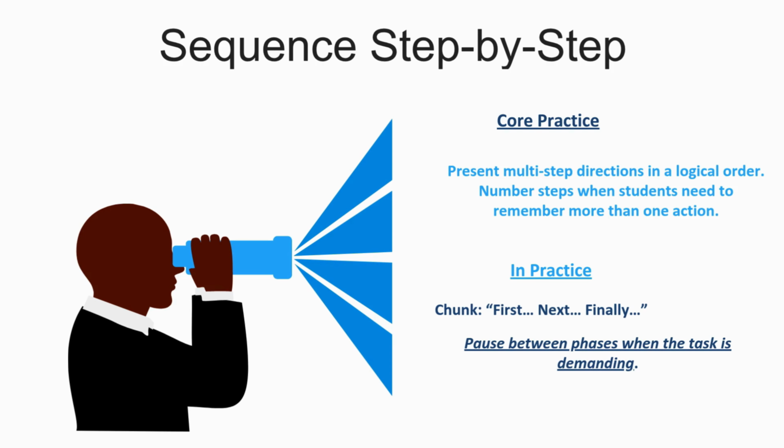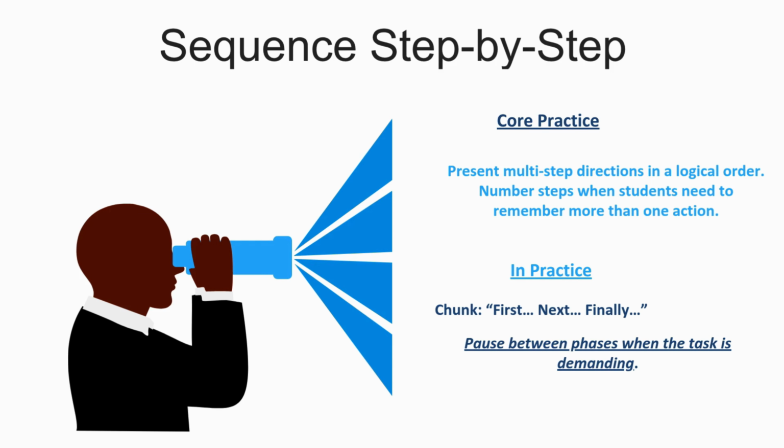So you want to sequence step by step, multi-step directions in a logical order, as well as chunking. So we want to chunk it. First, we're going to do this. Next, we're going to do this. Finally, we're going to do this. And then you pause between the phases when the task is demanding.